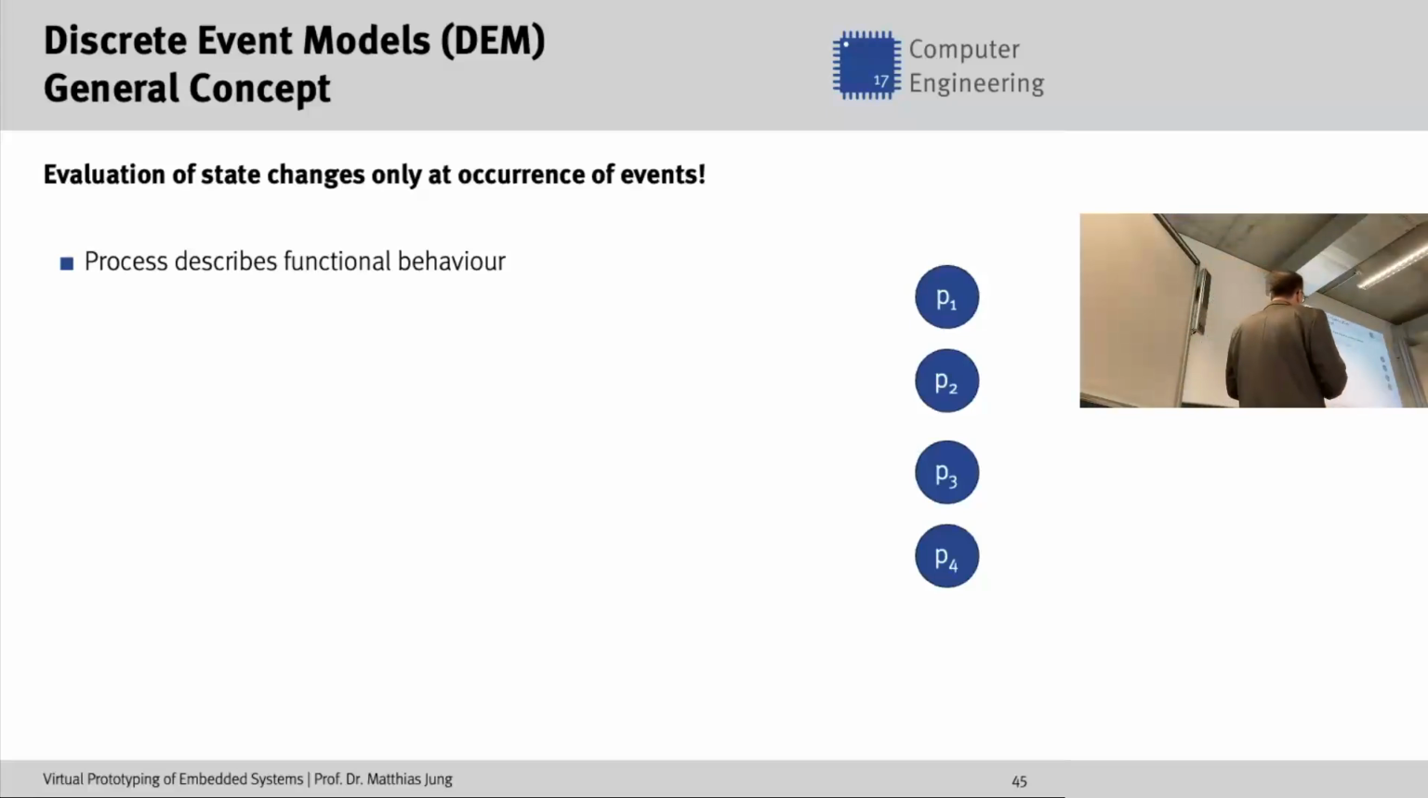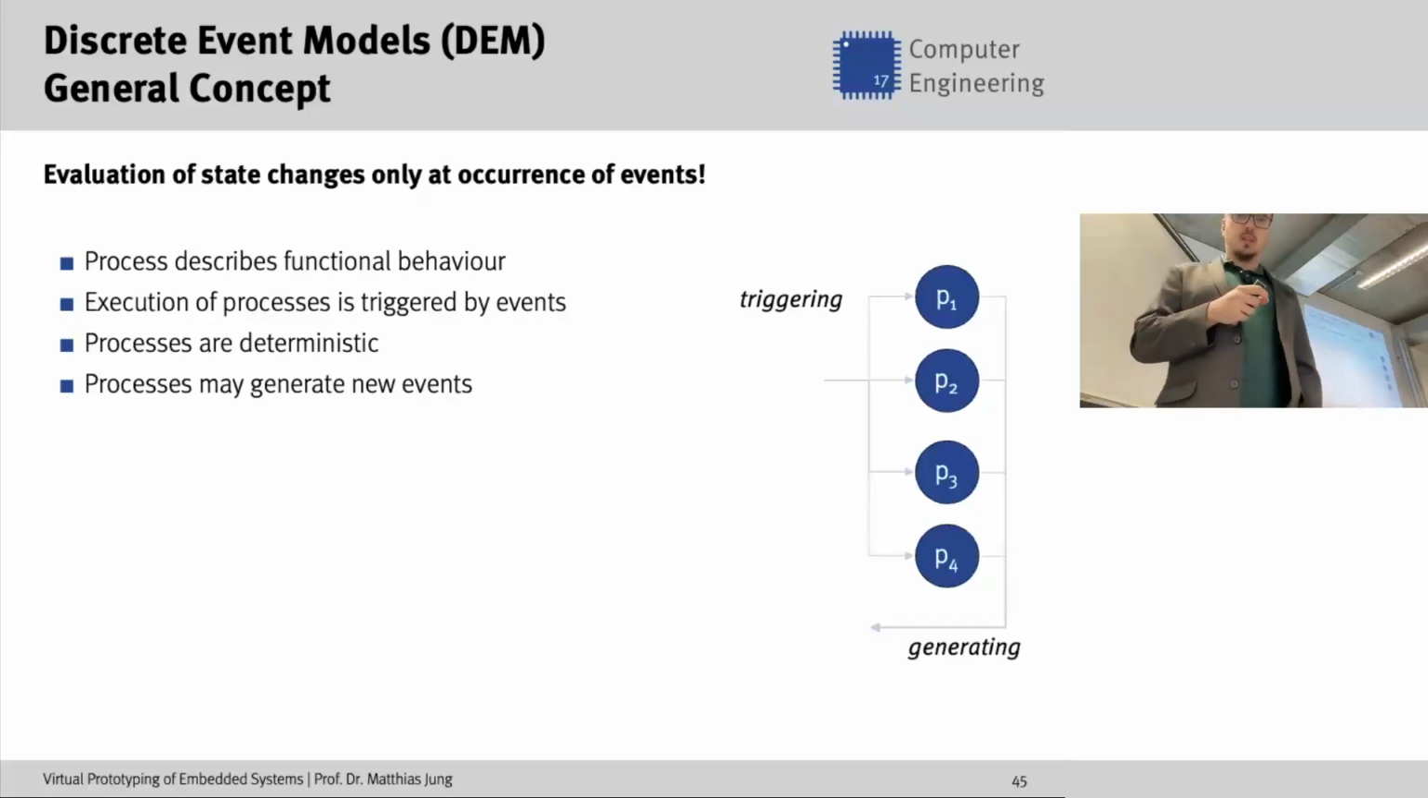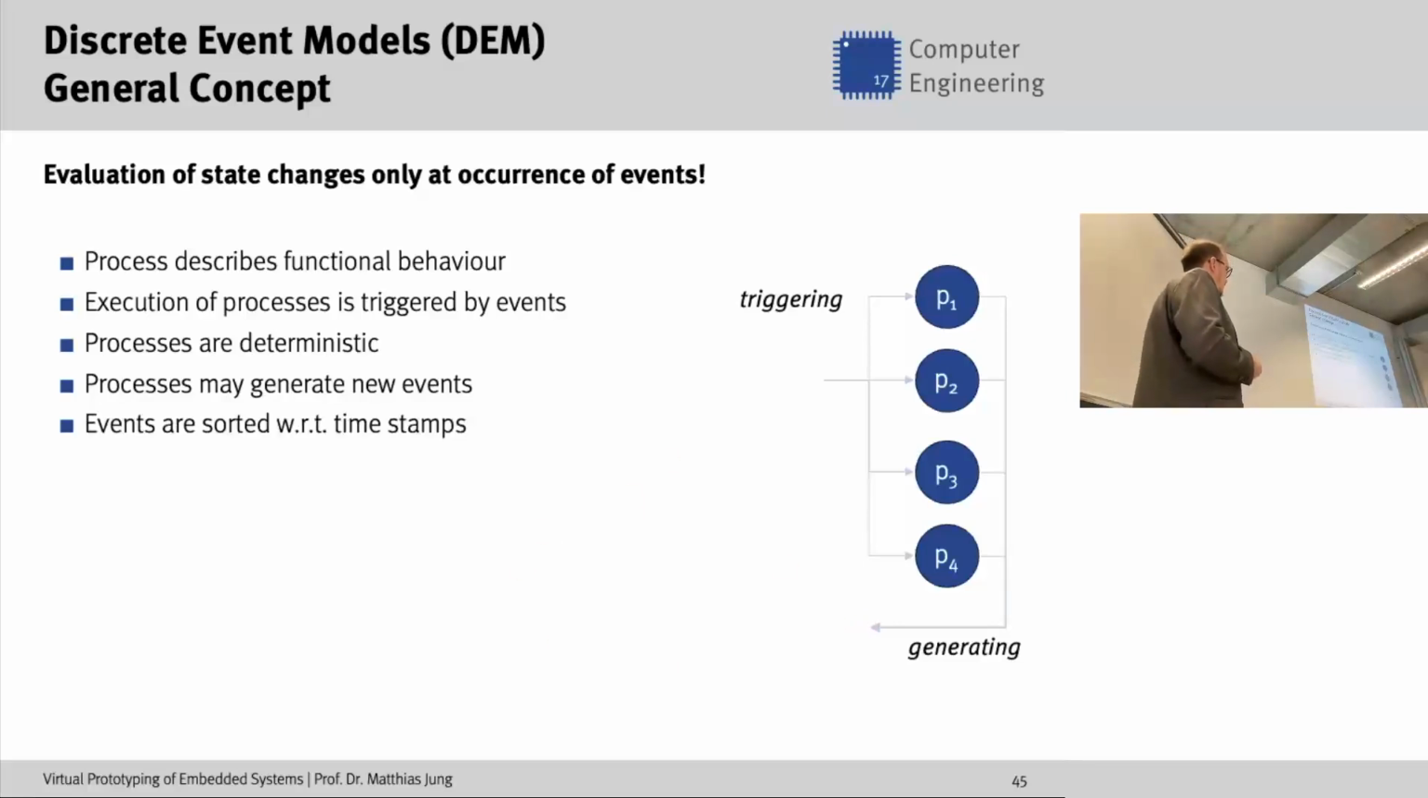A process describes functional behavior, and processes are here now not triggered by queues or blocking, but by a so-called event. Something happened, and then something gets executed. And also here, again, processes must be deterministic, otherwise the whole thing breaks. And a process may generate new events. And now there comes the tricky part. Events will be sorted according to time.